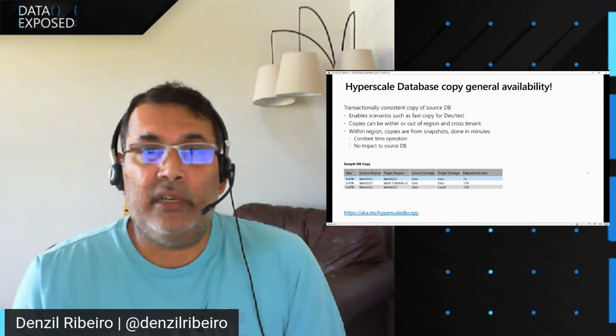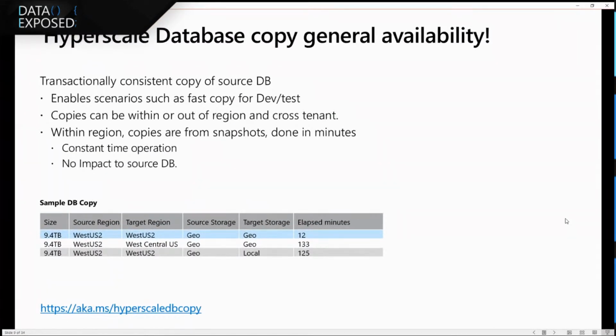So within region, we do a constant time copy. The copy is from a snapshot, and copies are extremely fast. So think of them more as clones. It suits a scenario where you want to do a fast copy for dev test, and I have some numbers on the latest test I did just before GA. You can take a 9.4 terabyte, or for that matter, a 50 terabyte database, and the copy within region was around the 12-minute mark.